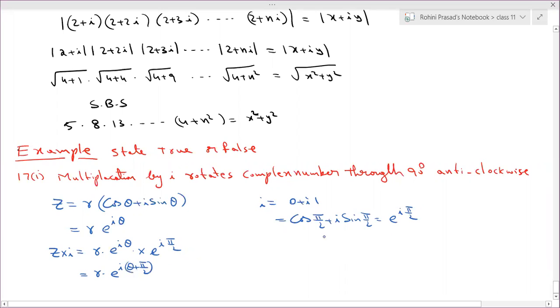So the argument of the complex number after multiplying: suppose this is theta and this is z equal to r e power i theta. By multiplying with i, the z will go here. This is zi. So the argument of zi will be theta plus pi by 2 and the modulus will remain the same. That's why the statement that multiplication by i rotates the complex number through 90 degrees anti-clockwise is a true statement.